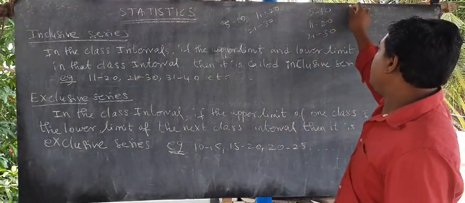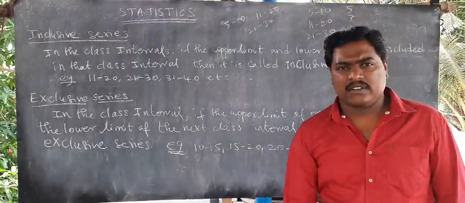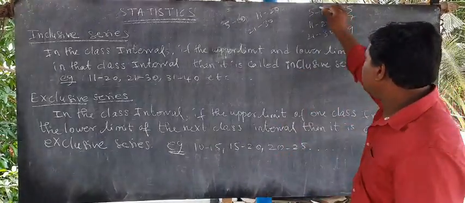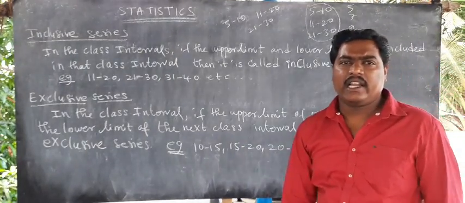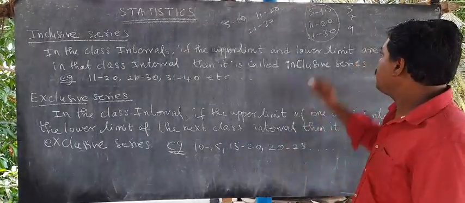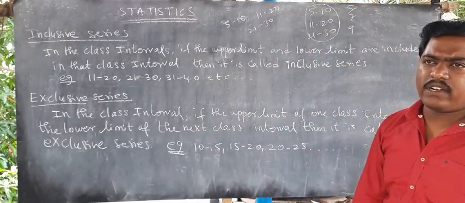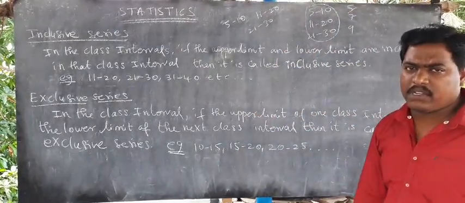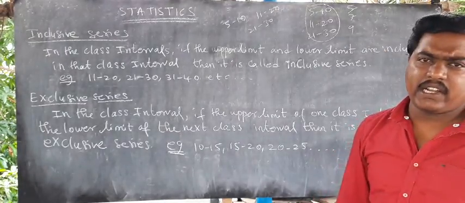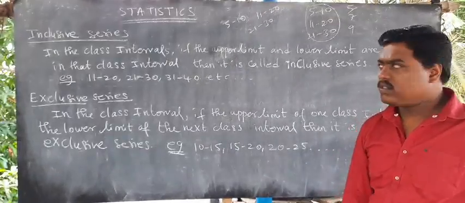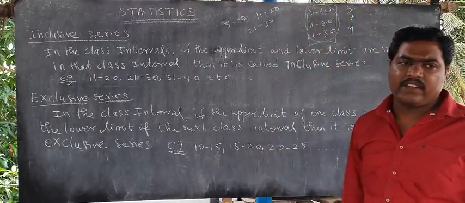Suppose here there are 5 students, here 7 students, here 9 students. Like that we need to mention. This area is called class interval. We are saying the class interval. Clear? So this is 5 students. 5 students are getting only 5 to 10 marks in the examination. Like that we are giving the statistical data. Clear? So this column is called class interval.